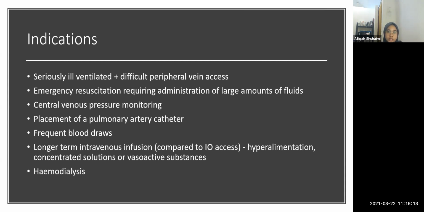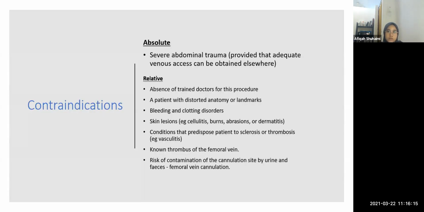Next are the contraindications, which can be divided into absolute and relative contraindications. So the absolute contraindication for central line is severe abdominal trauma, which means that it applies provided adequate venous access can be obtained elsewhere.